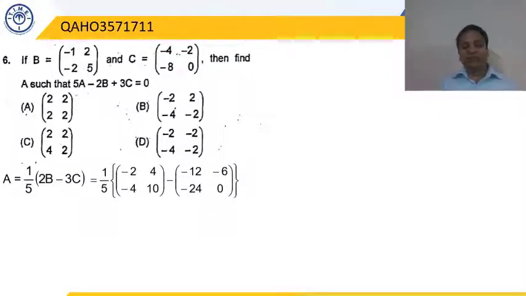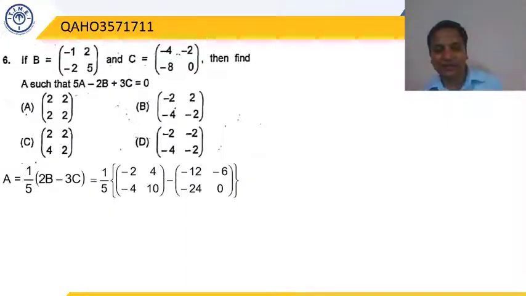Now 3C is to be subtracted from 2B. Now just check the sign. How do we subtract? We just subtract the corresponding elements. So minus 2 minus of minus 12: minus of minus 12 becomes plus 12, so 12 minus 2 becomes 10. 4 minus of minus 6: minus of minus 6 becomes plus 6, so 4 plus 6 again becomes 10. Minus 4 minus of minus 24 becomes minus 4 plus 24, that is 20. And 10 minus 0 is 10.